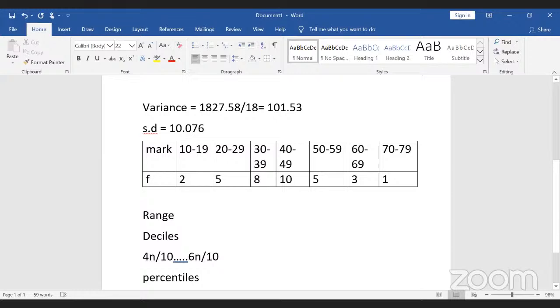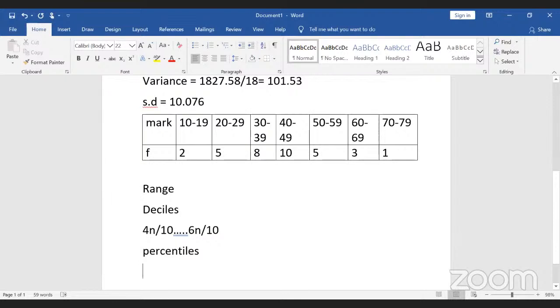Somebody else, what is a percentile? What do you think would be a percentile? Yes? Divide data into 100 equal parts. Yeah, it would divide data into 100 equal parts. So therefore, what would be the first percentile? How would we write the first percentile? We will just say 1 times n over 100.